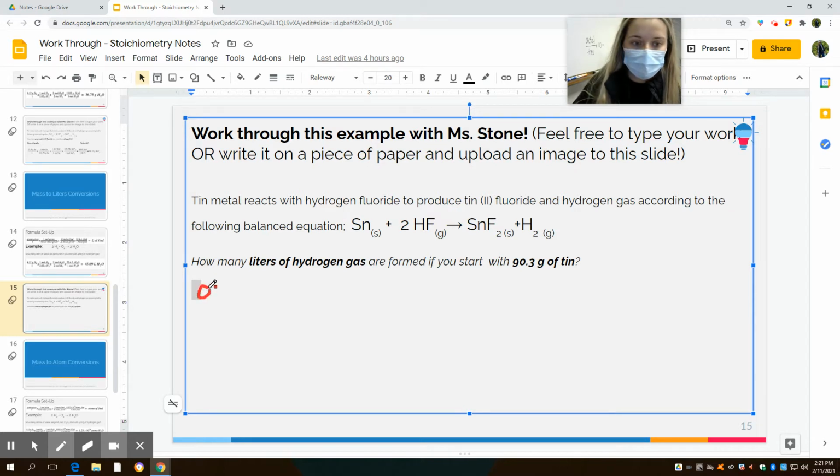So as always, we're going to start with what we're given and what we have to find. Okay, so we're given 90.3 grams of tin. And we have to find the liters of H2.